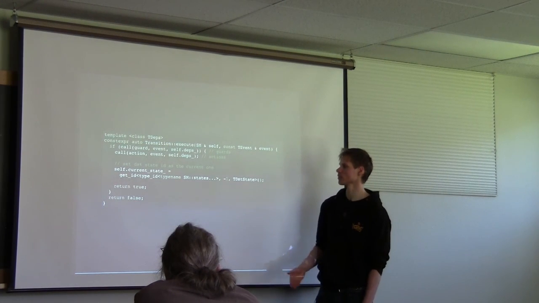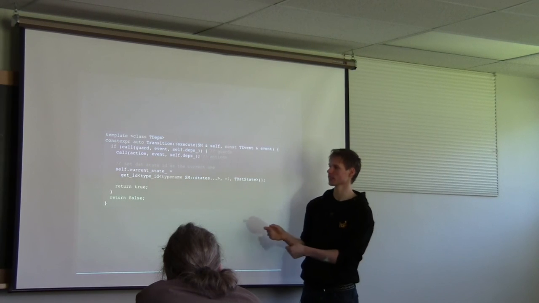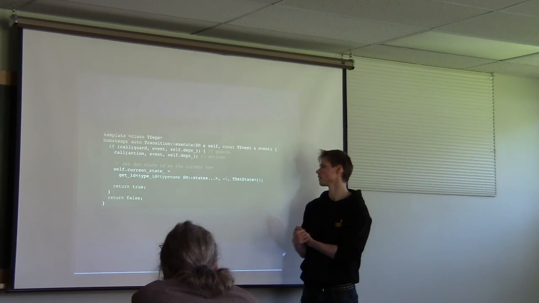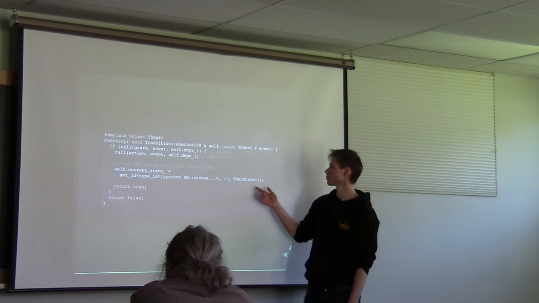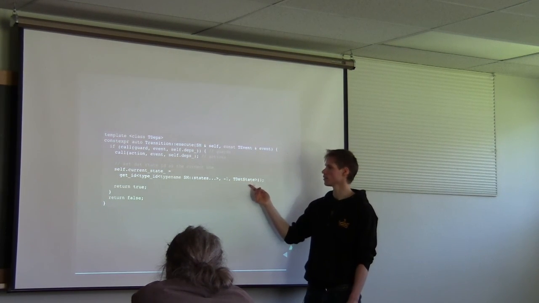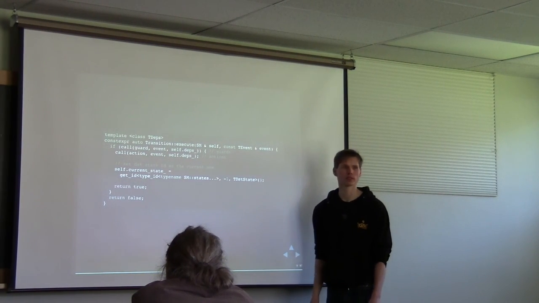So for example, when you have three states, 1, 2, and 3, and we are in the current state 1, and we want to update the current state to state 2, we just get the value of the destination state, and we update it to the value.